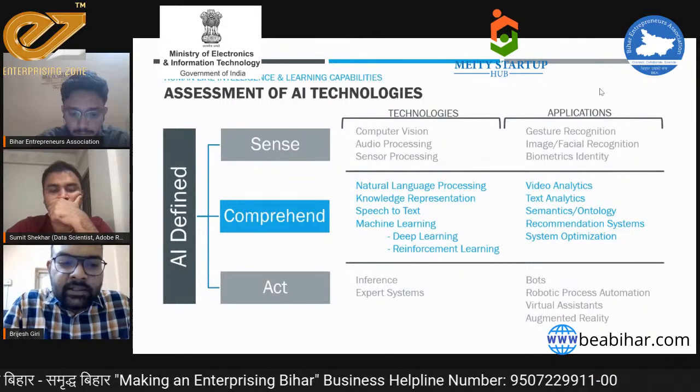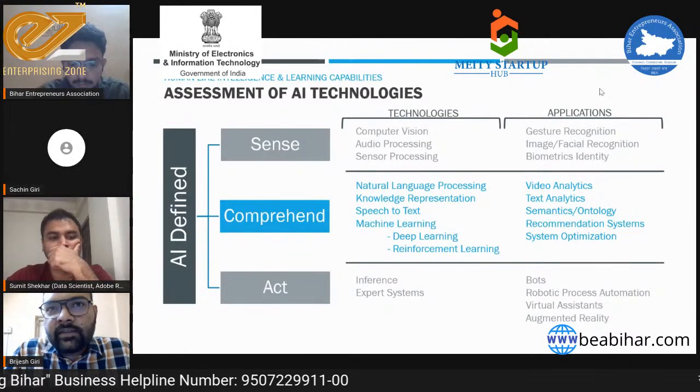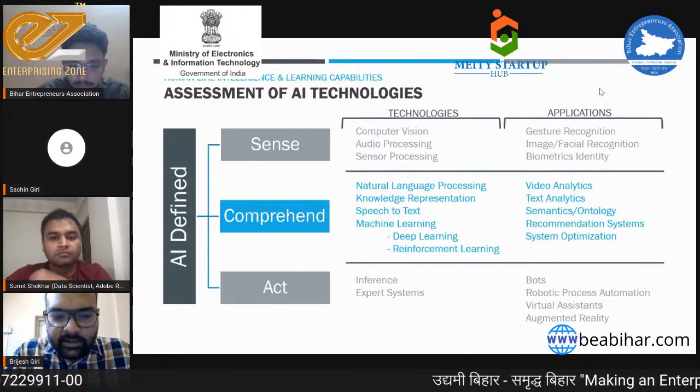So that is one component of AI. The other component is to comprehend. So if I provide a text to my machine, I would like to understand what that text is saying.